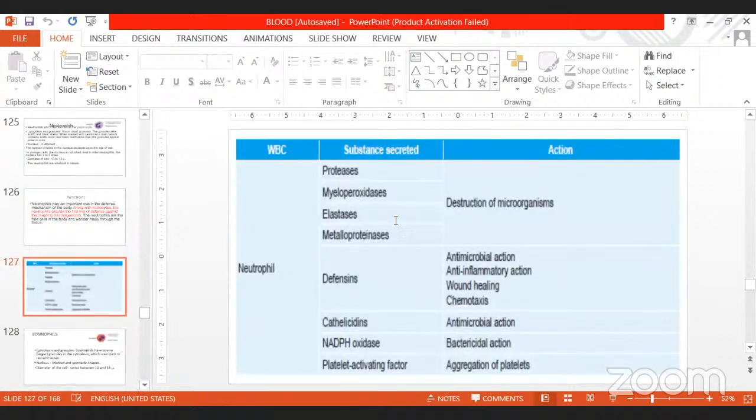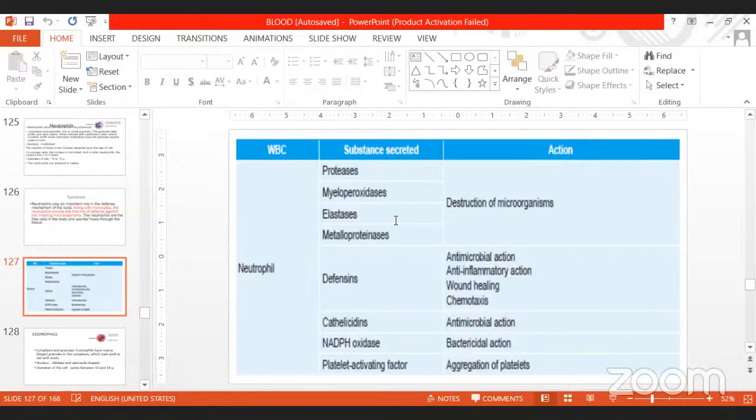And the substances secreted from the neutrophil are proteases, myeloperoxidases, elastase, and metalloproteinases, which help in the destruction of the microorganism. And defensins, which help in antimicrobial action, anti-inflammatory action, wound healing, and also help in chemotaxis.